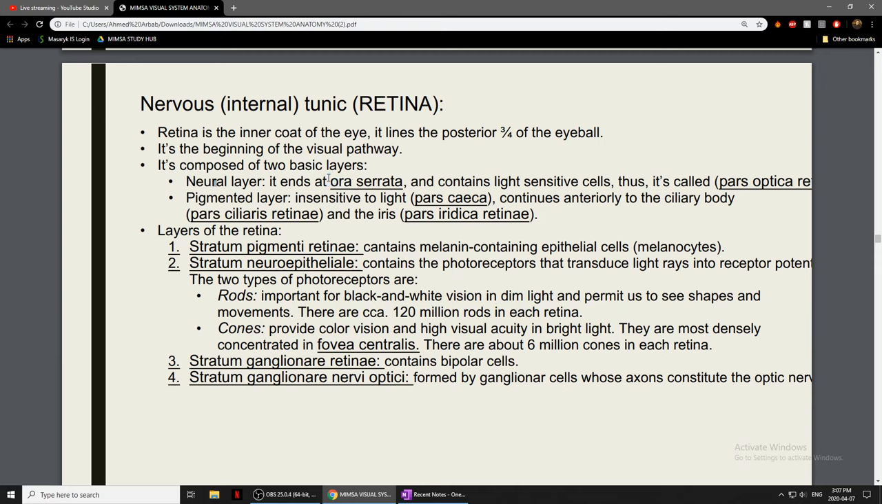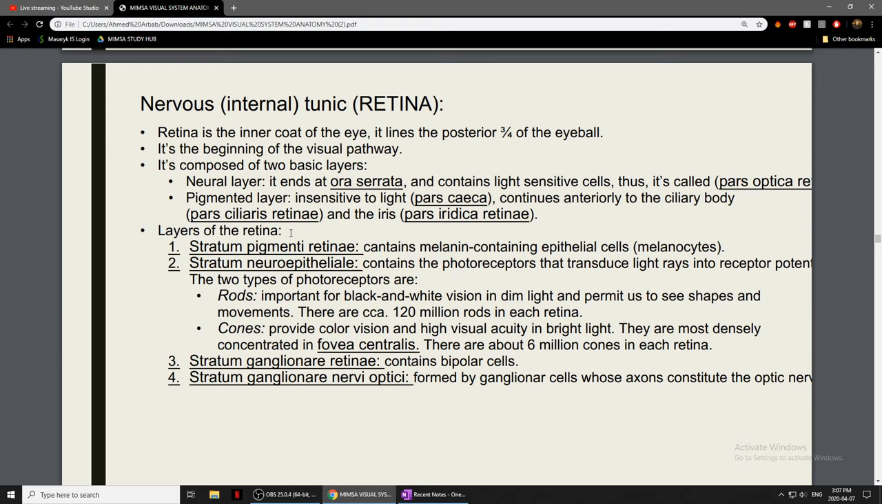The neural layer ends at the ora serrata, so that's how you know that past the ora serrata there's no light sensitivity. But the pigmented layer continues all the way past the ora serrata to the ciliary body and the iris as well. So it moves all the way from the back, from the region of the optic nerve, to the front, and covers both the ciliary body and the iris. And these are the parts of the retina that cover the ciliary body and the iris.